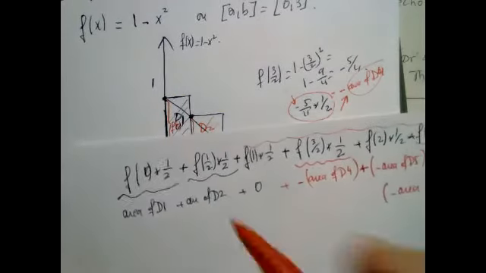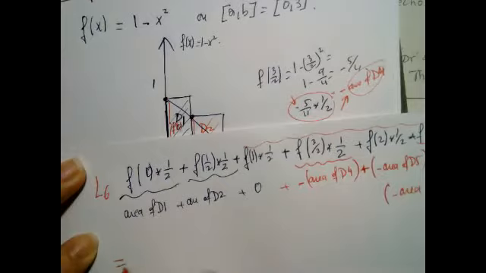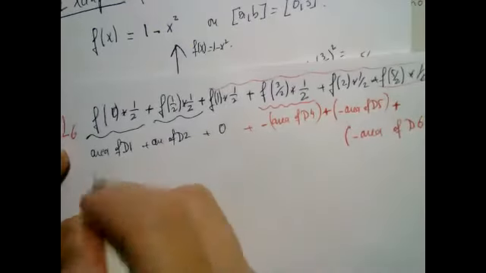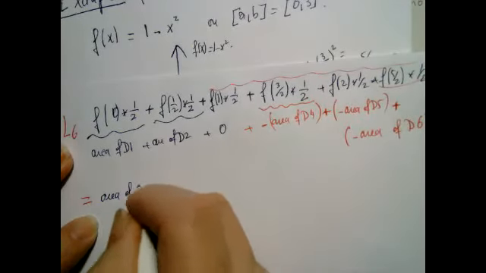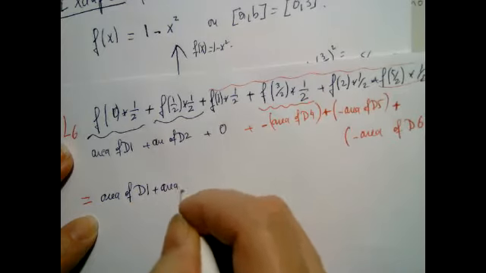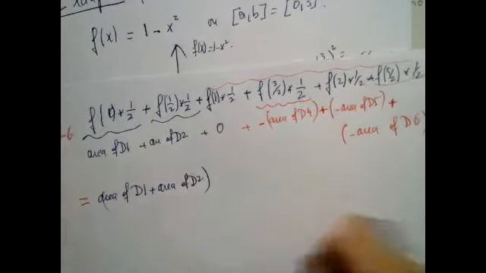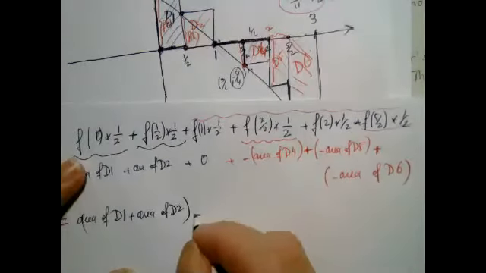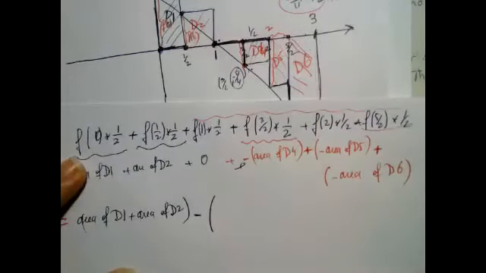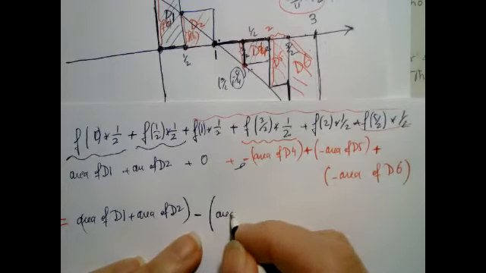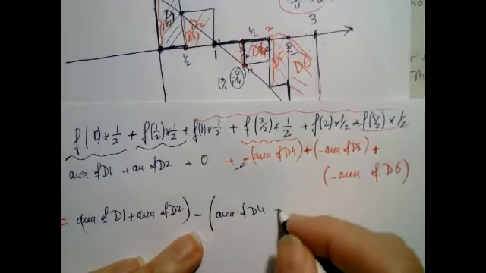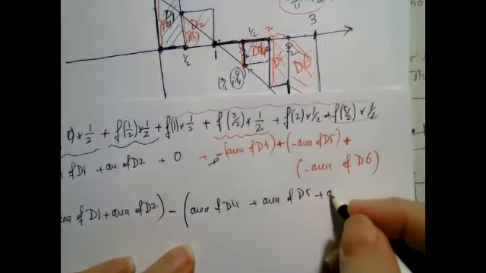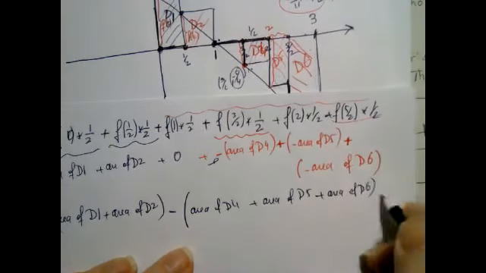So if I rewrite this, this is my L6 now. It's going to be equal to, I'm going to rewrite it like that: area of D1 plus area of D2. And this is D1 and D2. I cannot lose track of my picture now. Minus, I'm going to factor out this minus here, minus area of D4, I'm factoring it out, plus area of D5 plus the area of D6.